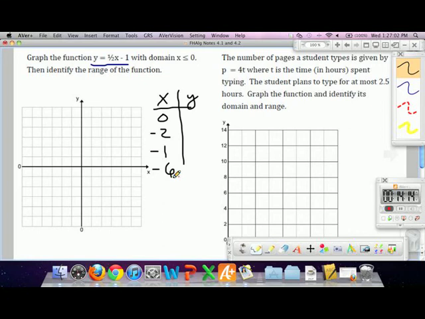So for these, let's find their partner y's. What's half of 0? 0 minus 1 is -1. What's half of -2? -1. What's -1 minus 1?